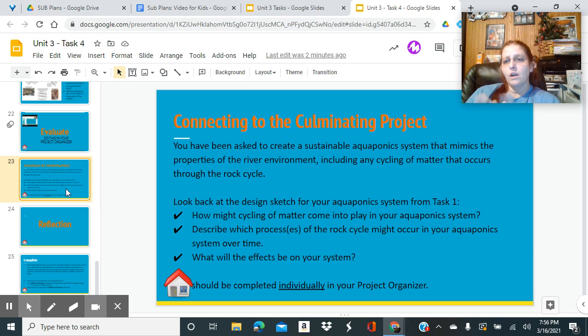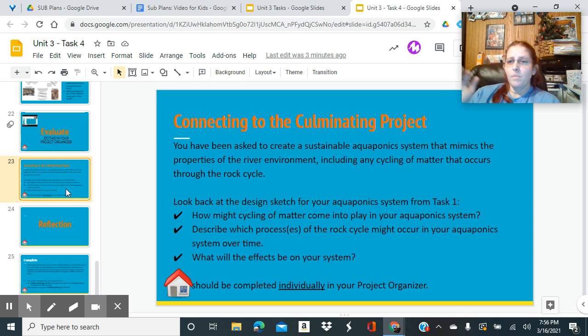So you have created an aquaponics system. You've added fish, you've added plants, and if you haven't added rocks, then you're going to do that this time around. Then you're going to think about what the rocks are going to provide for your aquaponic cycle, and what process is going to occur over time if you were to take this aquaponic system home and use it for real.